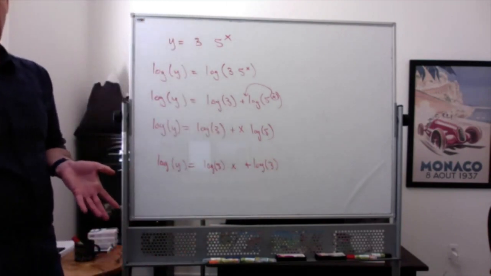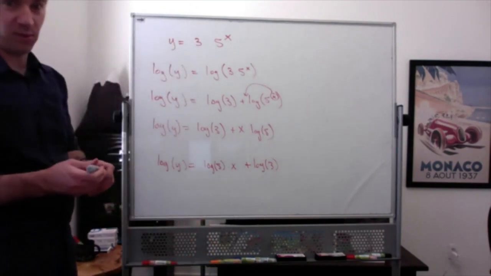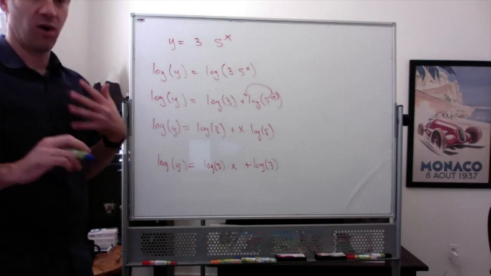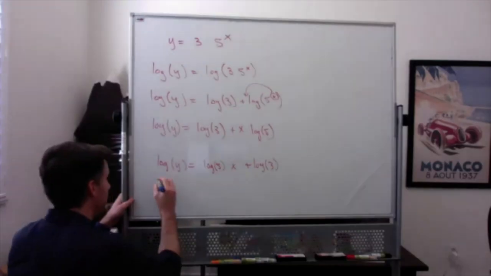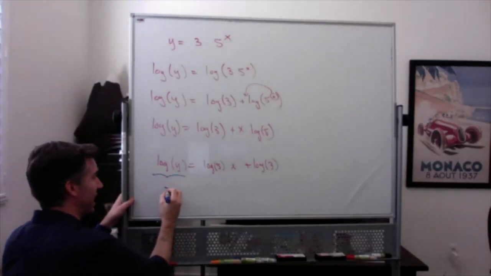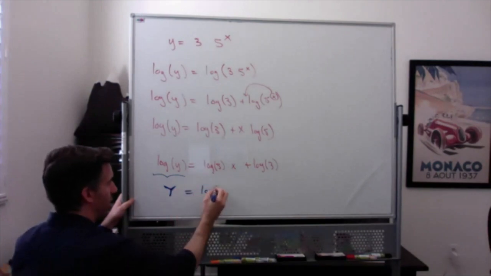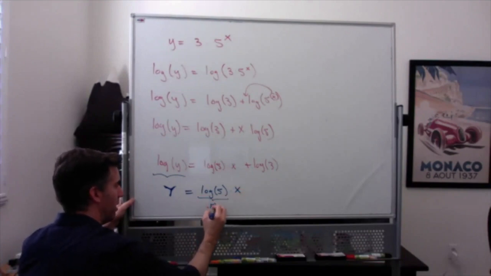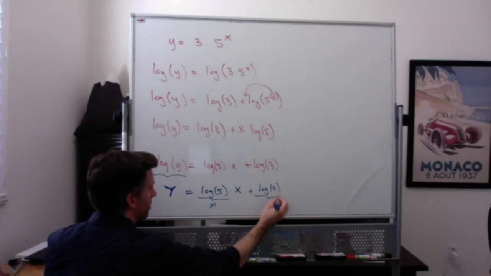And so here's what I've got. I'm going to change my log of y into a capital Y. That's the semi-log transformation, because I'm changing y into log of y, but I'm still leaving x as just x. We usually use a capital Y when we're replacing a log of y with a y. So this becomes capital Y equals log of 5 times x plus log of 3. So log of 5 is our m, and log of 3 is our b.